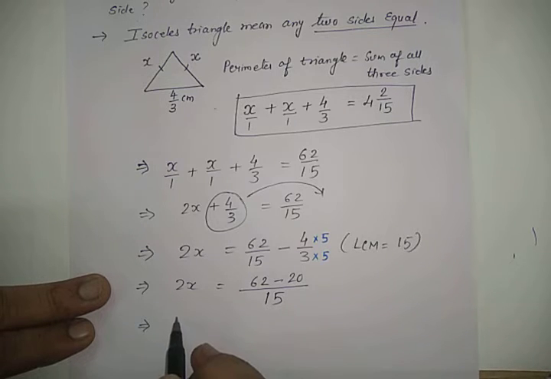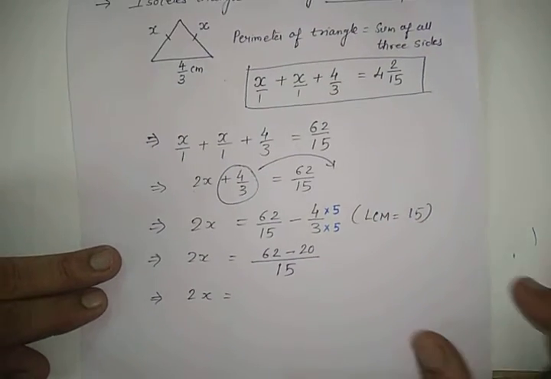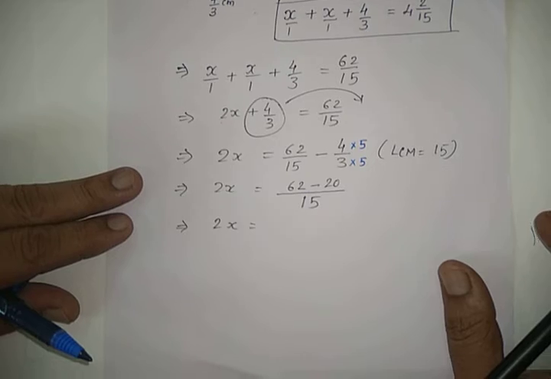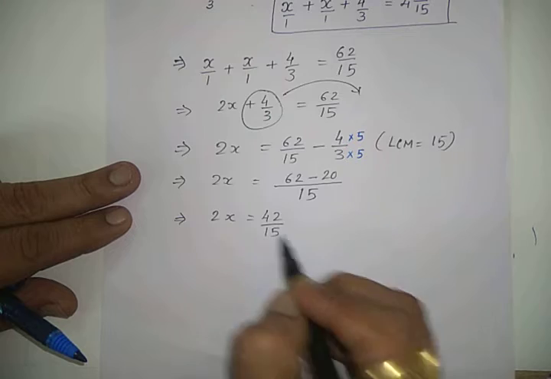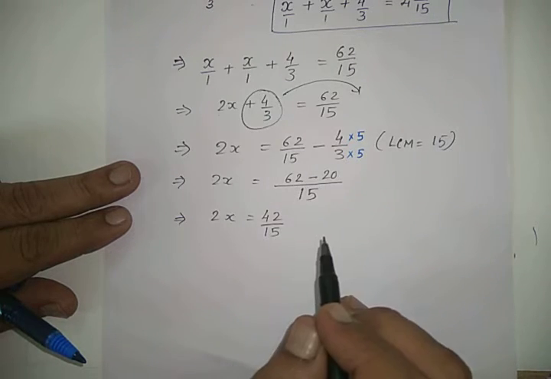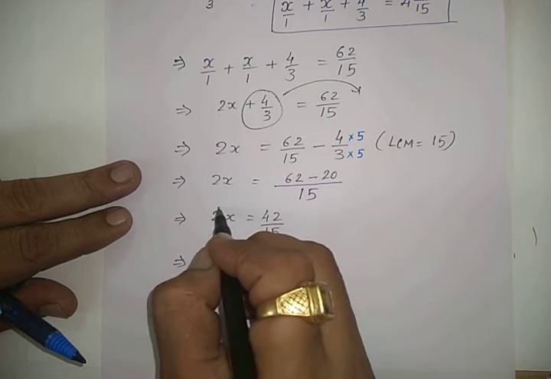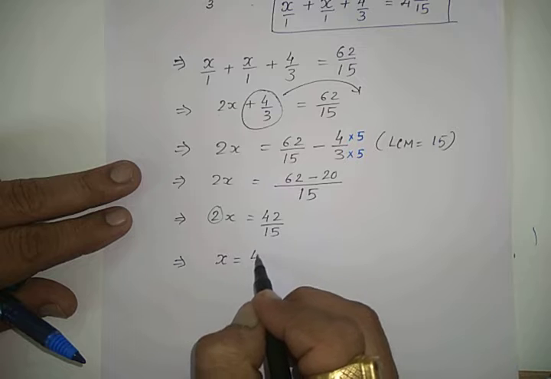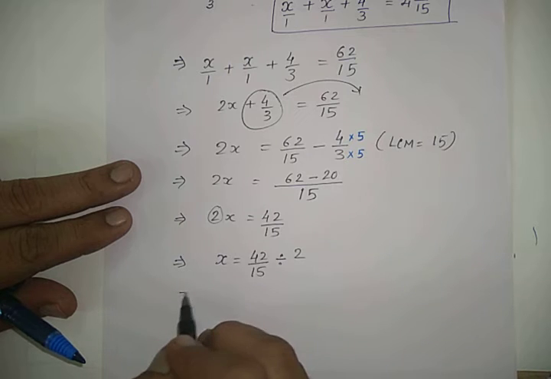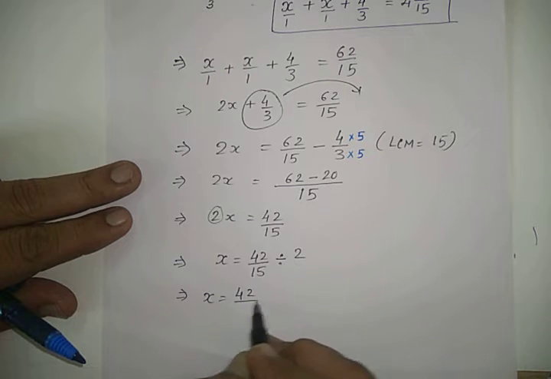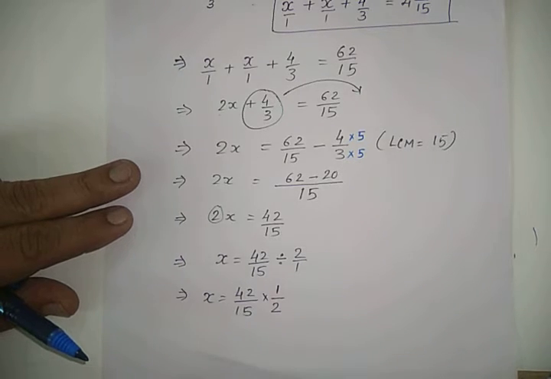So 2x is equal to 62 minus 20, we have to subtract, right. Okay. So what we are going to get is 42 by 15. Now 2 is over here, so I need to find the value of x. Here it is in multiplication, so 42 divided by 2. Okay. So x is equal to 42 upon 15 divided by 2. Divide to multiply, so it will be in the reciprocal like this.